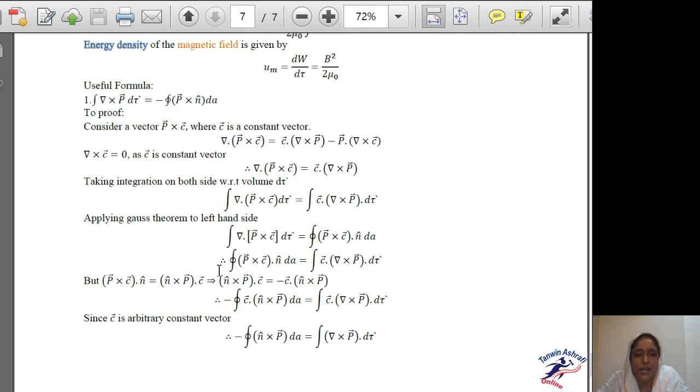If we have to bring C to the front, we have to put a minus sign: C dot n cap cross P. Therefore, we substitute this value in the above equation. So we will get integration of C dot del cross P over the volume d tau equal to minus integration over closed area of C dot n cap cross P. Now, C is an arbitrary constant. We can cancel it from both sides and we will have the final equation: minus closed area integration of n cap cross P is equal to integration of del cross P d tau.